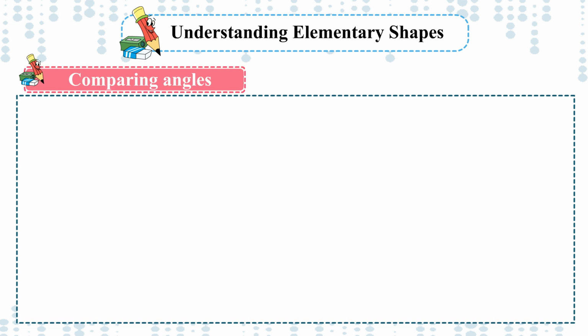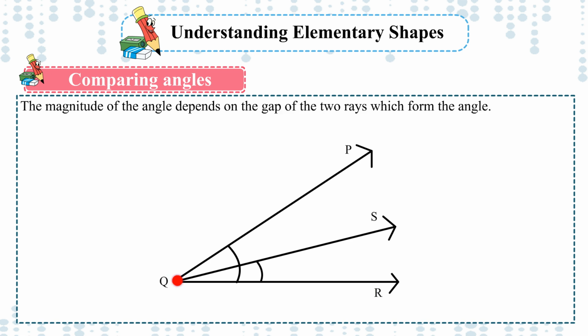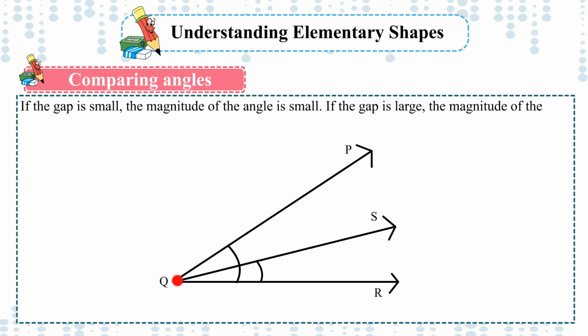Comparing angles. To compare the angles means to compare the magnitude of the angles. The magnitude of the angle depends on the gap of the two rays which form the angle. If the gap is small, the magnitude of the angle is small. If the gap is large, the magnitude of the angle is large.